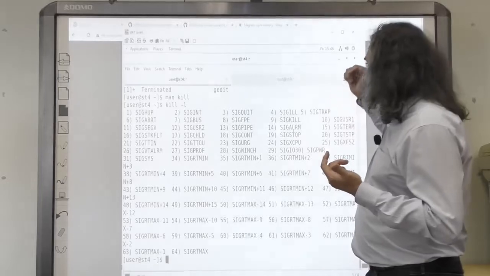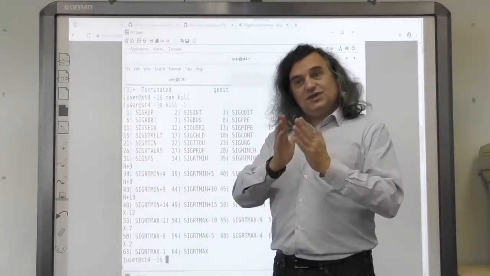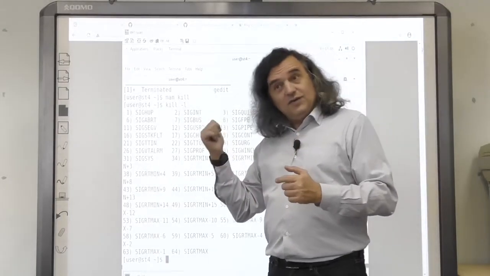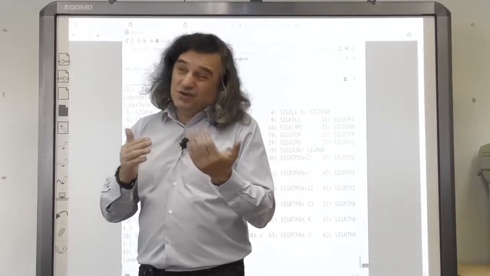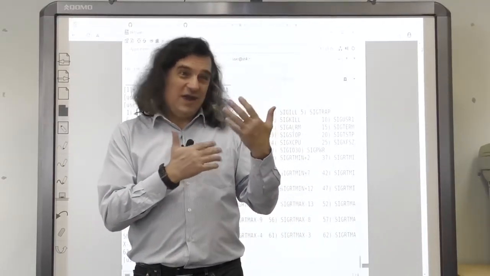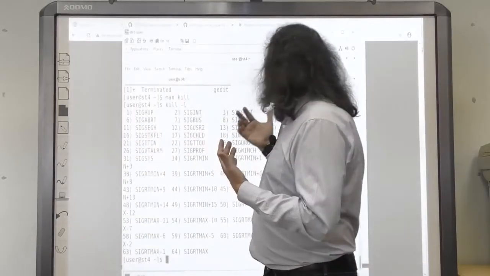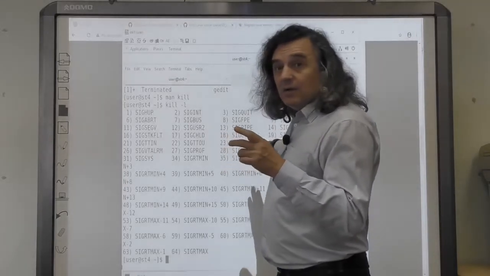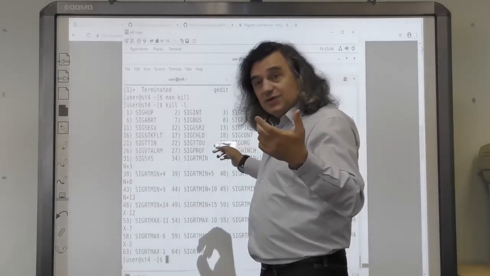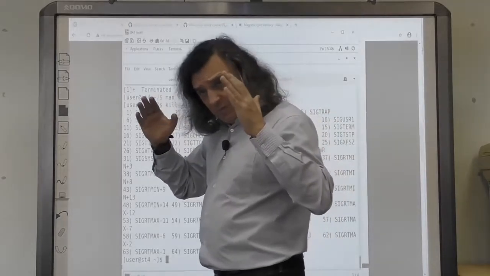SIGHUP, terminal line is disconnected. Often used for daemons' config reading just because daemons are not connected to TTYs. SIGQUIT, core dump process quit, as we remember, usually Ctrl+\.